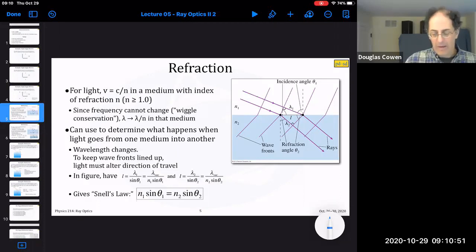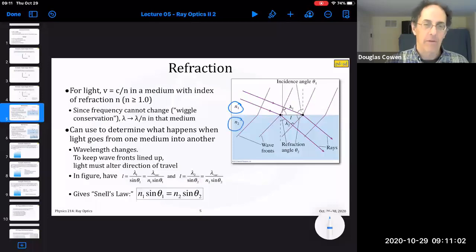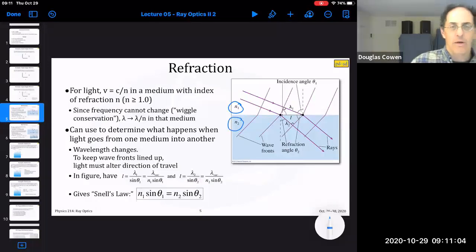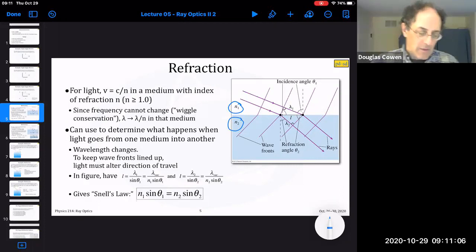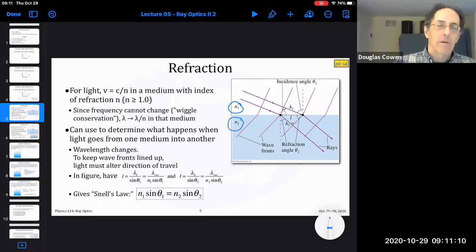It was bouncing off of this mirror, but it was always in air. Now we're going to consider the case where the light can move from, say, air or some material with index of refraction N1 and water, for example, with an index of refraction N2, and N1 and N2 are not the same. The meaning of these indices of refraction, these N's, are as follows.